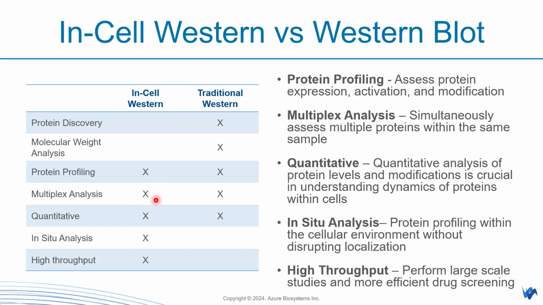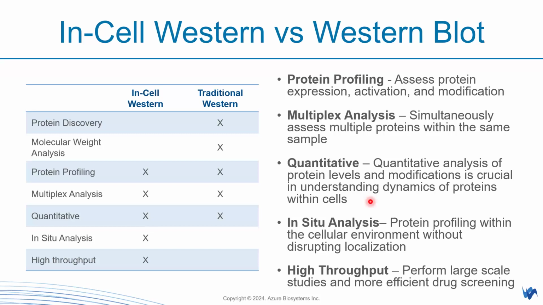So for in-cell Western, it will be within the same well, and for traditional Western, it will be across the entire blot, also within the same sample in the lane. And of course, both allow you to do quantitative analysis of the protein levels and modifications, which allows you to understand the dynamics of the protein within the cells.